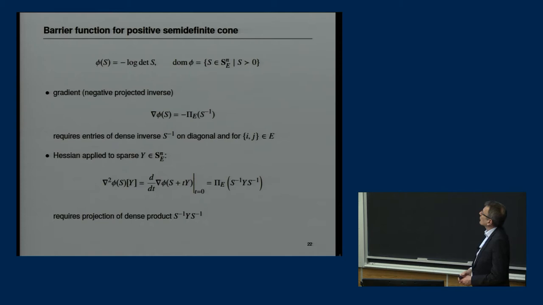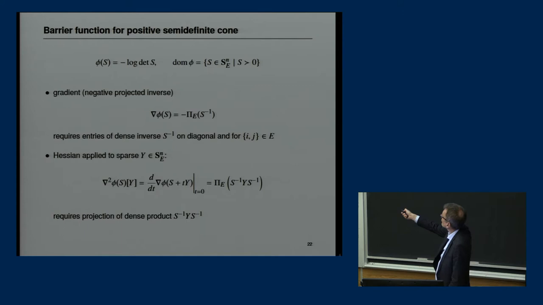But the projected inverse is actually the main band of that dense inverse. And that's all you need to know the gradient of the barrier function. So you're interested in computing only those entries of the inverse that are in the original sparsity pattern.